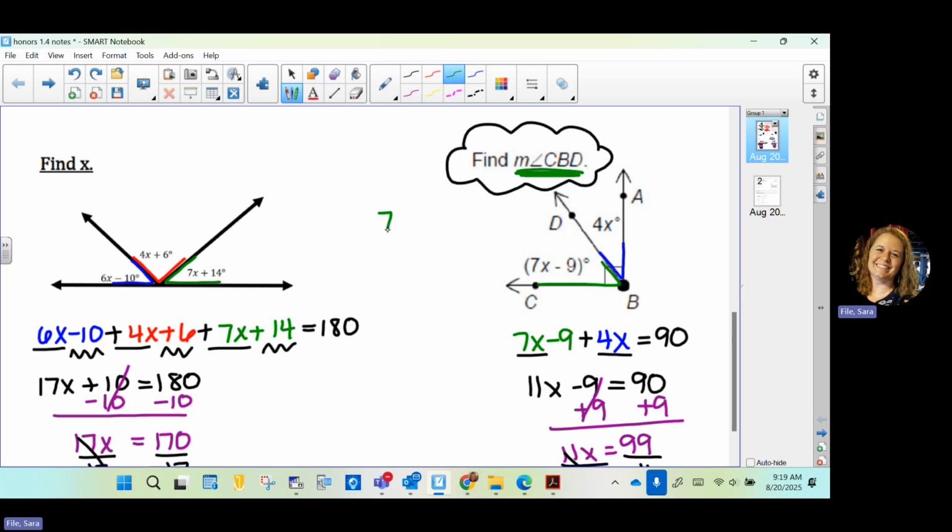So that is, x was 9, right? Okay, what's 7 times 9? 63. Minus 9. And that's an angle, so our units are in degrees. Okay, really, it would be even better to write the measure of angle CBD equals 54 degrees.